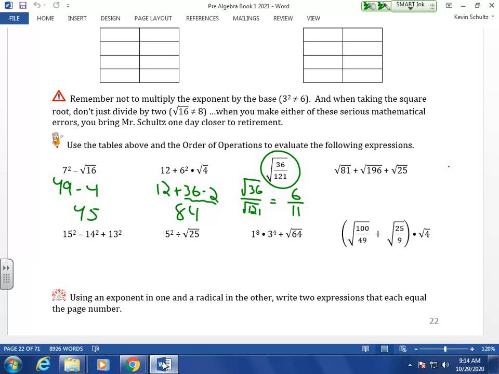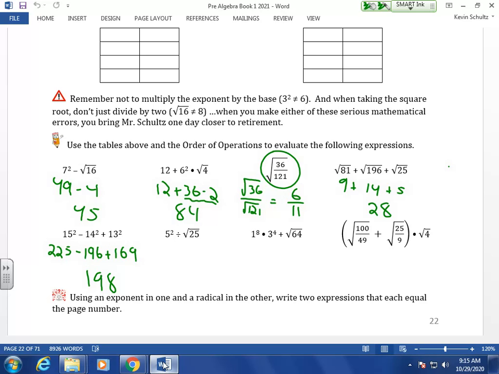The last one in this row, the root of 81 is 9 plus 14 plus 5, and that gives us 28 as an answer there. Questions on that first row? All right, second row, 15 squared is 225. We're subtracting 14 squared, which is 196, and we're adding 13 squared, which is 169. 198, is that right? Yeah. Is that what folks got?